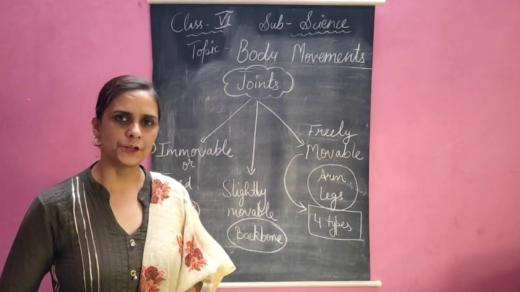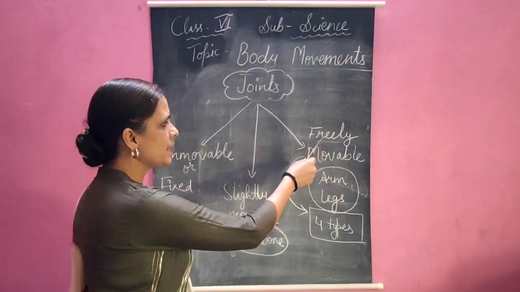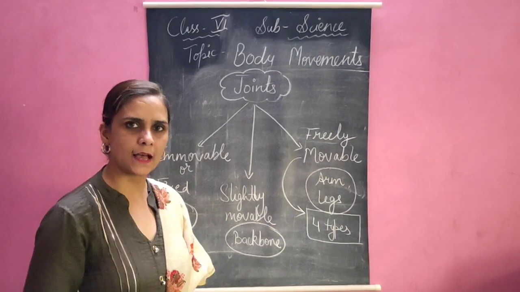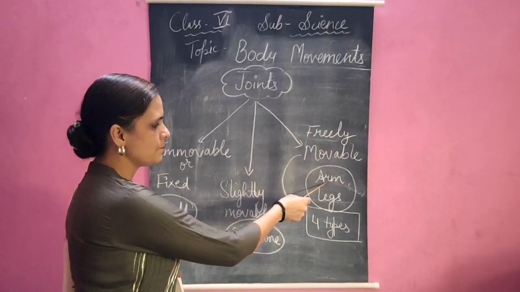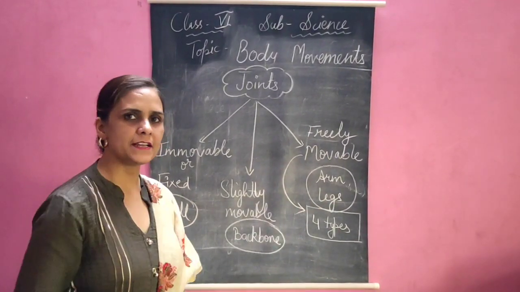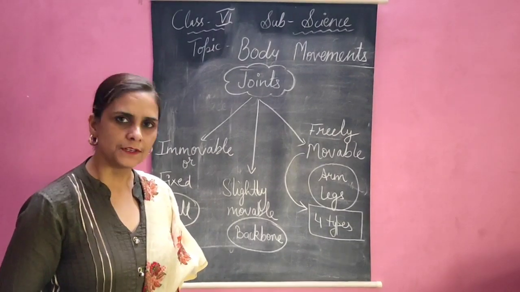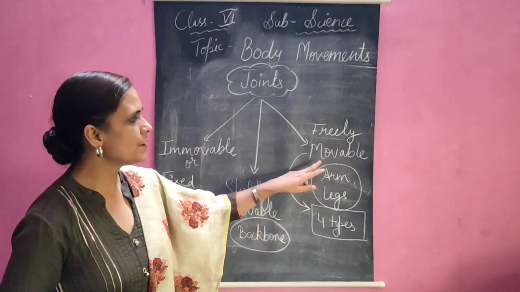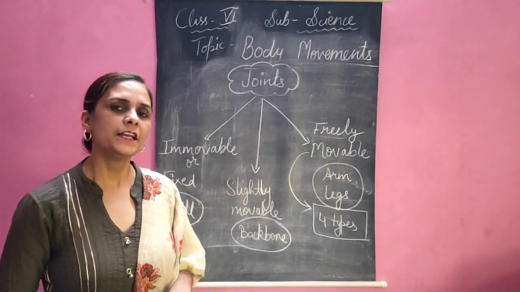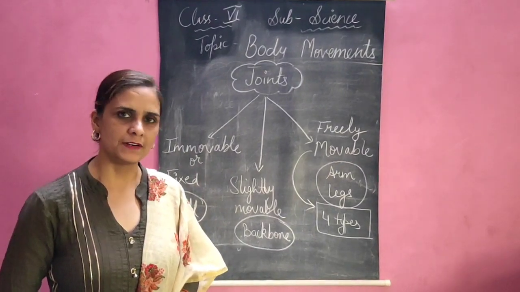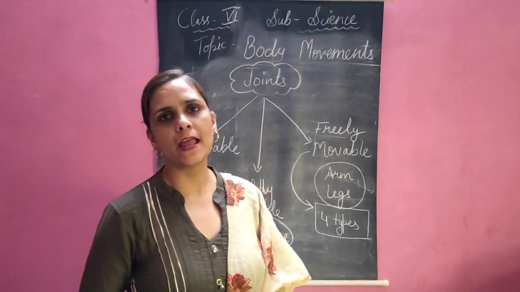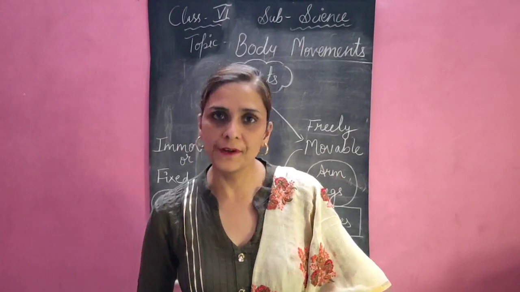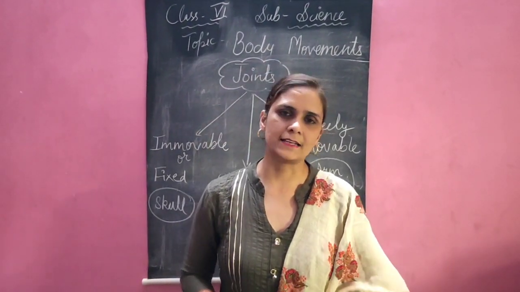Most of the joints in the human body are freely movable joints. For example, the joints in the arms, legs and many other parts of the body. Further, these freely movable joints are classified into 4 different types. We will discuss these 4 types of freely movable joints in the next class.